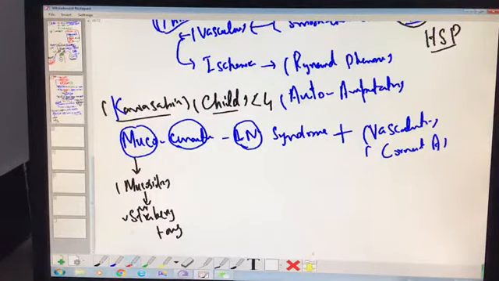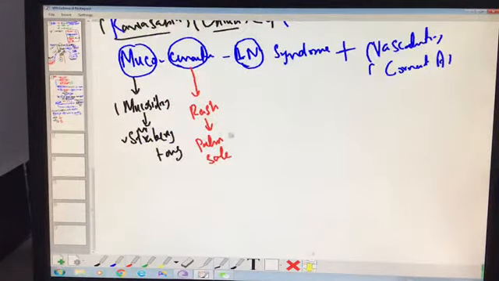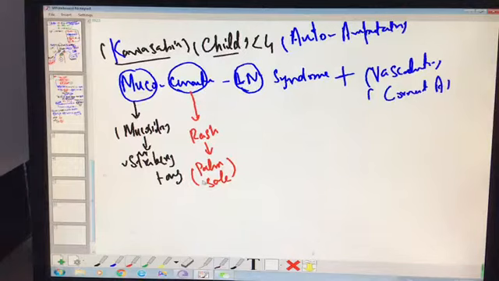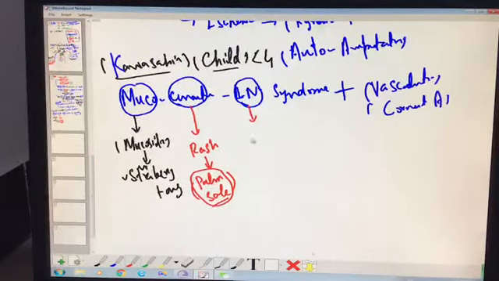Another feature is cutaneous: the skin has rashes, especially present on the palm and sole. Do not mix this up with infective endocarditis, which has a palm rash with a different name, the Janeway rash, present on the palm surface and not involving the sole. Here the palm and sole of the child have the rash, the redness. Then the lymphadenopathy: the body has many lymph nodes, and the cervical lymph nodes are enlarged.